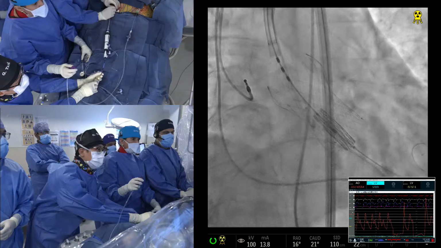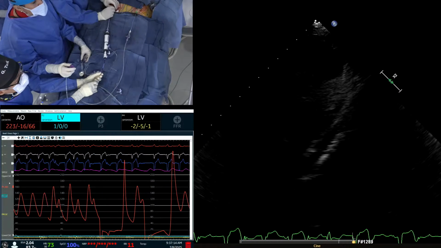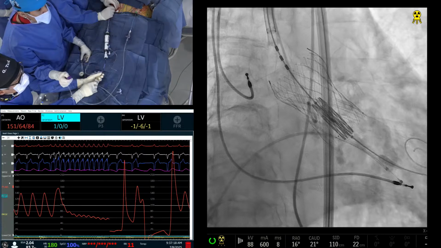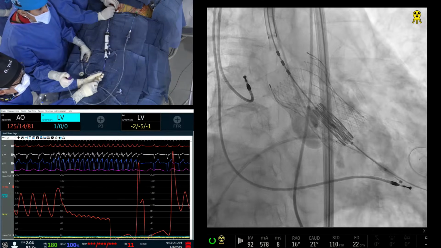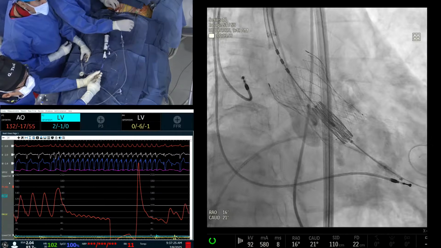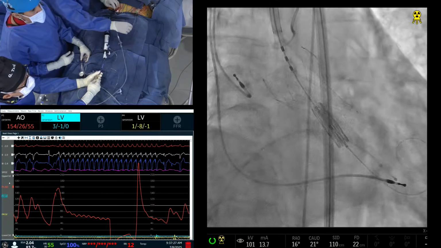Okay, 180. We have to pull back up. It's too low. Okay. It's too high. Looks good there. I would not go higher. Don't go higher. Too high actually.